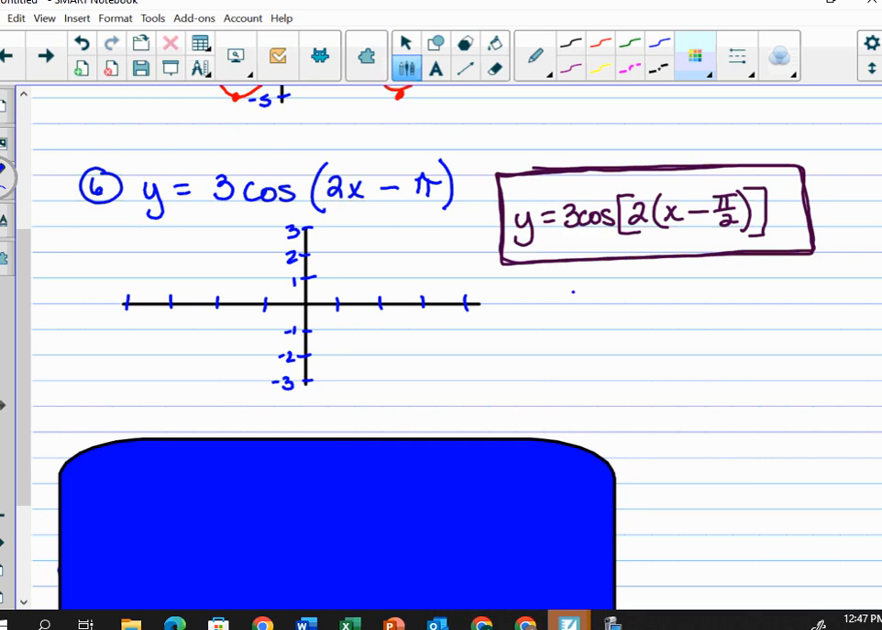All right, let's find the period so we can do these labels. What's the period, guys? Pi, because we do 2 pi over b. So we do get just pi. The 2 is still the b value, okay? All right, so what are my labels on my x-axis? Pi over 4. Pi over 2. Good, and pi.